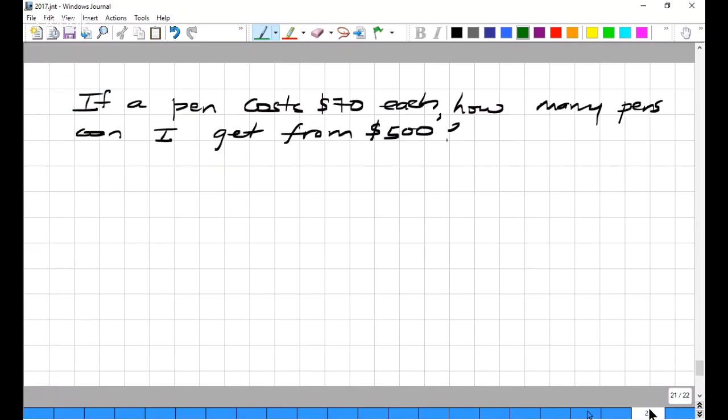Charlie, if a pen costs $70, how many pens can I get from $500? Sir, I'm working it out. Sir, is that $500? Yes, from $500. Okay. Sir, divide the thing.